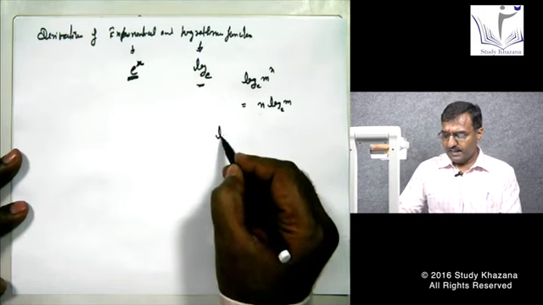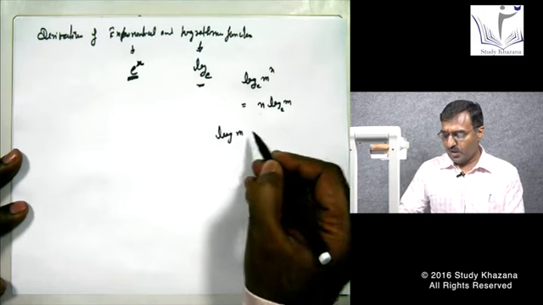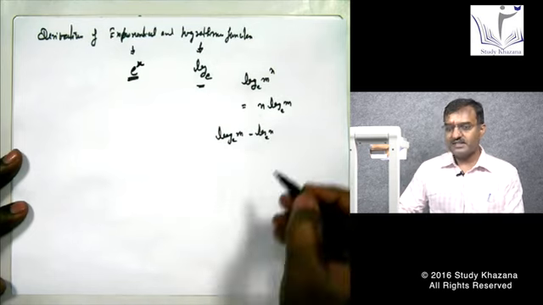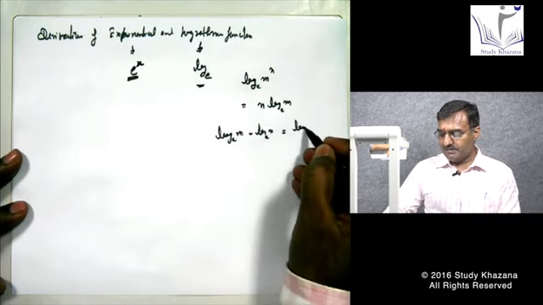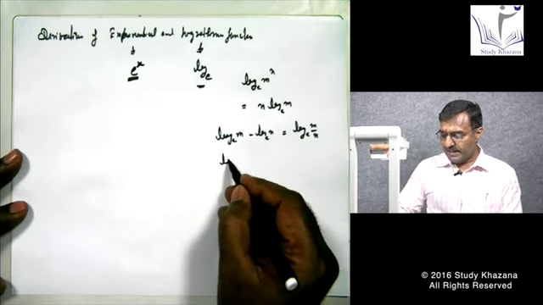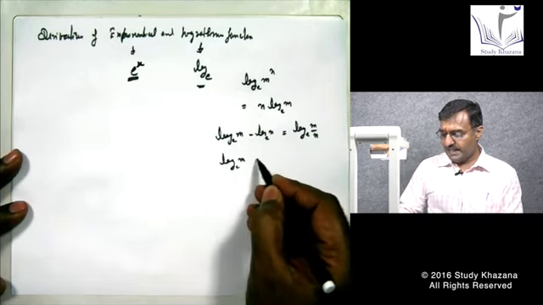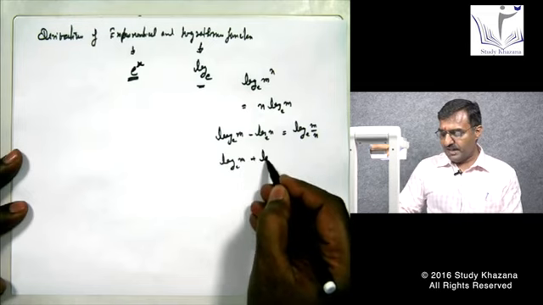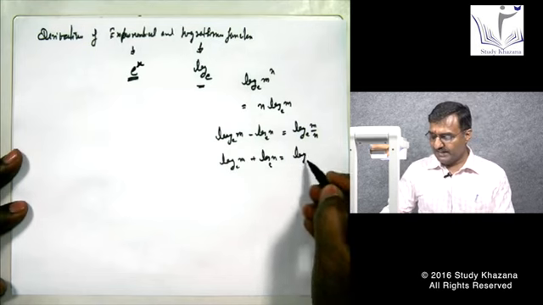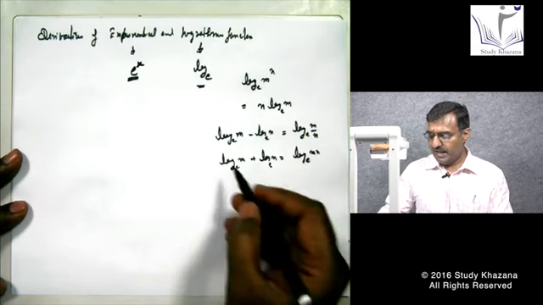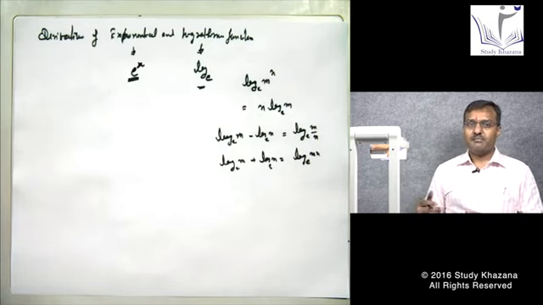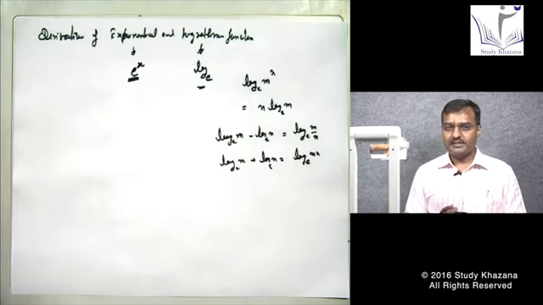Now if there are two functions, log m minus log n, both with base e, how can we write this? This can be written as log base e of m by n. And suppose it is like this, log base e of m plus log base e of n, here we can write it as log base e of mn. So considering these formulas, it becomes easy to find the derivative.